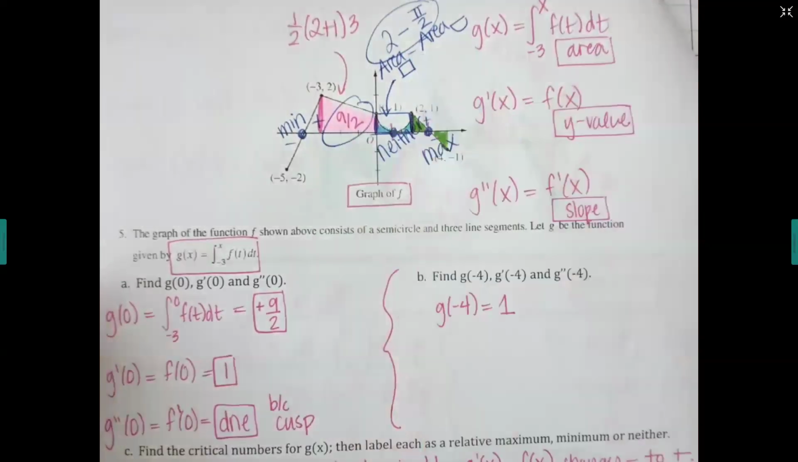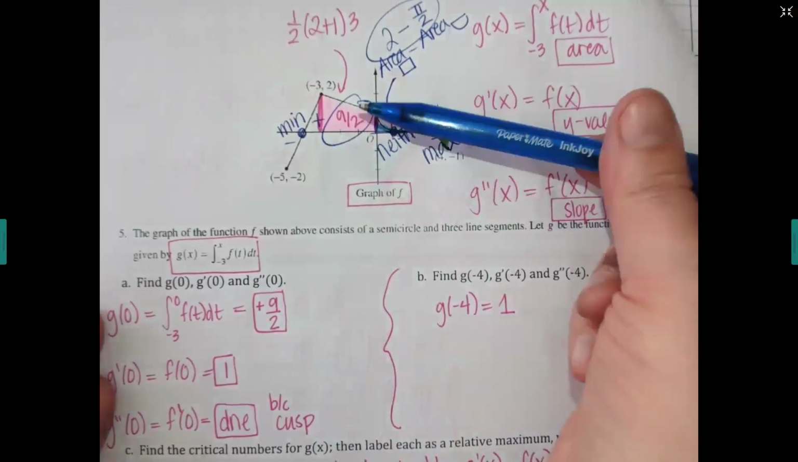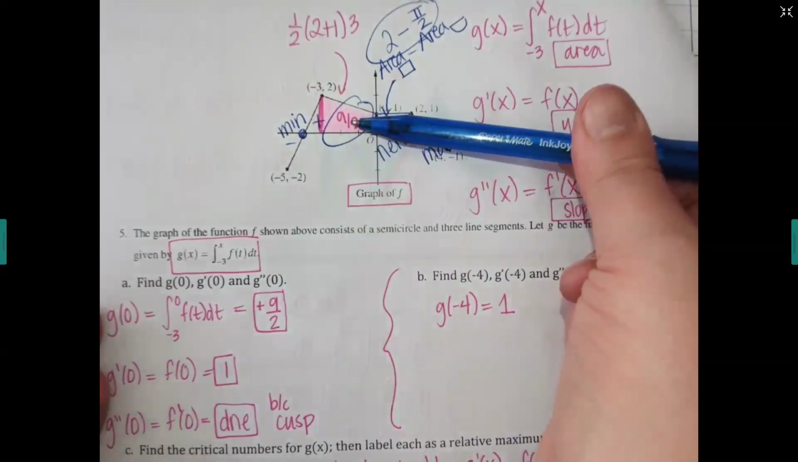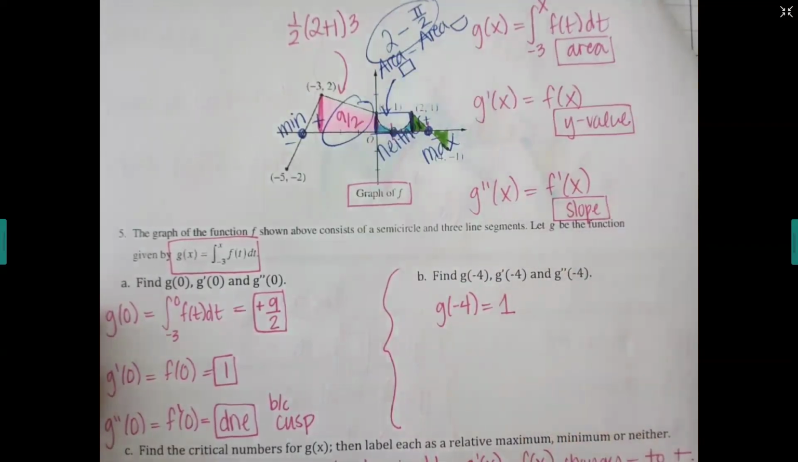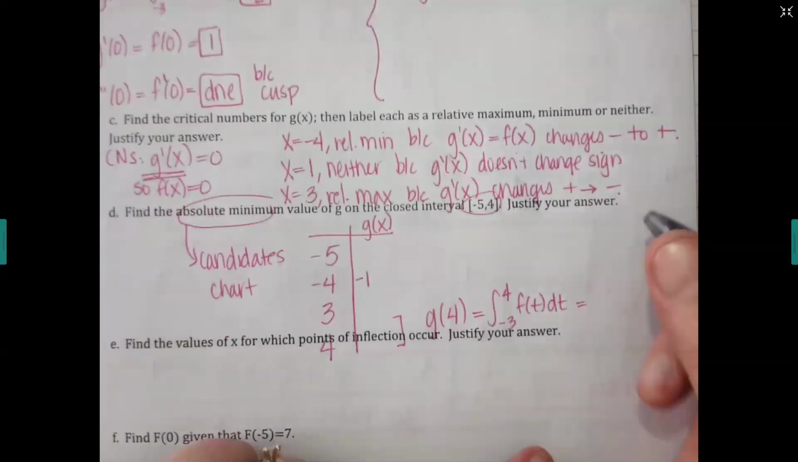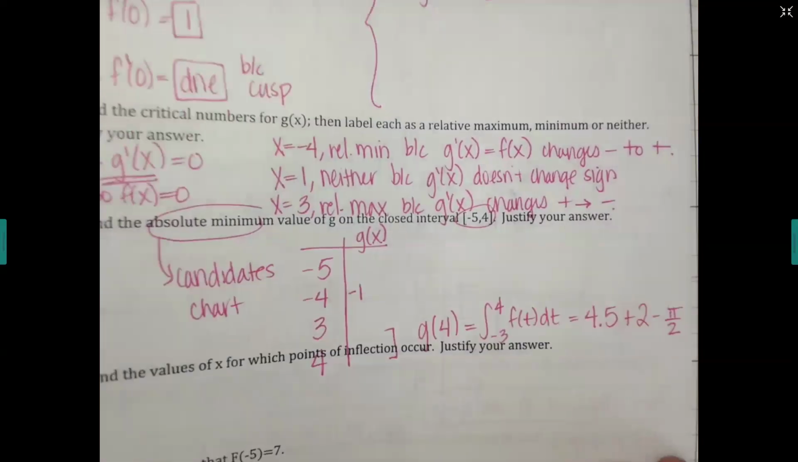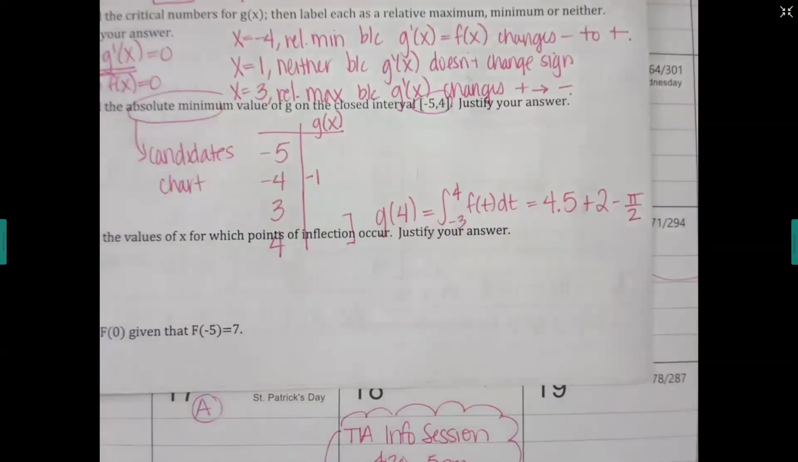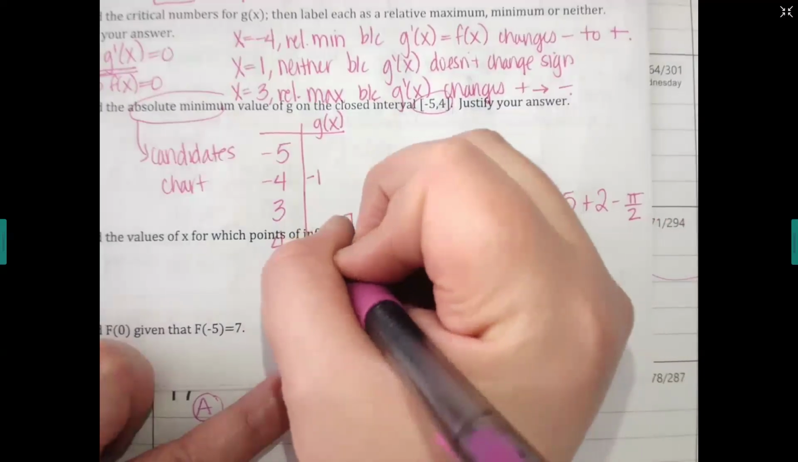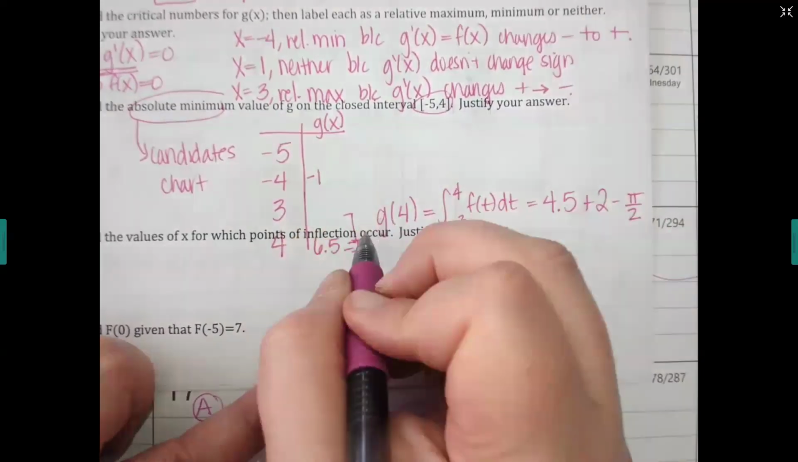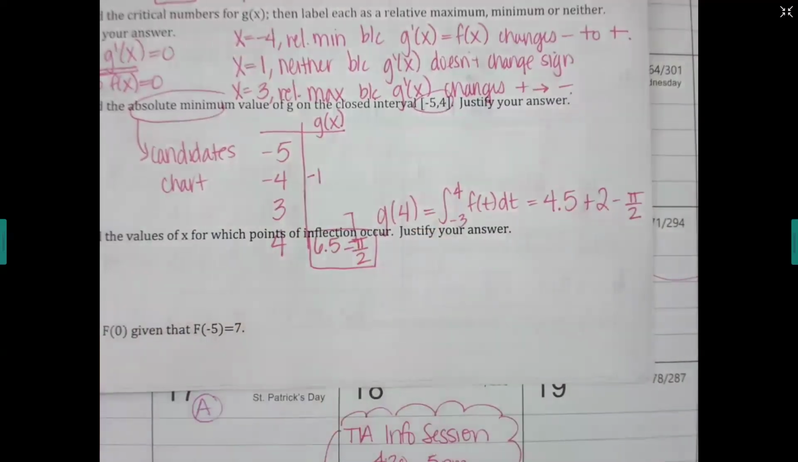And then I would essentially be taking those two numbers and adding them up. So 9 halves is the same as 4.5 plus 2 more. So it'd be 4.5 plus 2 minus pi halves. Okay, 4.5 plus 2 minus pi halves. And then add these together. What would that be? 6.5 minus pi halves.